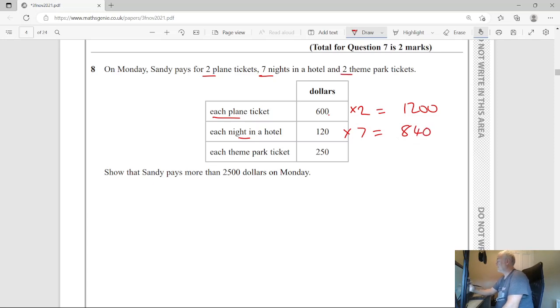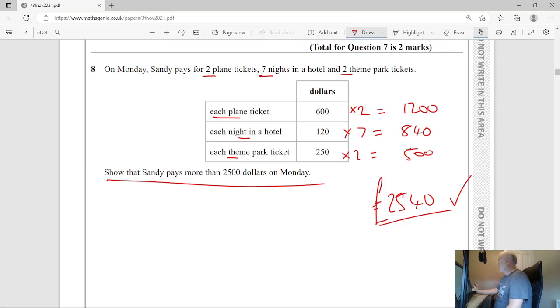And then 2 theme park tickets, and each ticket is $250. So that's going to give me $500. So adding those together, $1,200 plus $840 plus $500 gives me $2,540. Okay, so we've proved that that's more than $2,500. So that's answered the question.